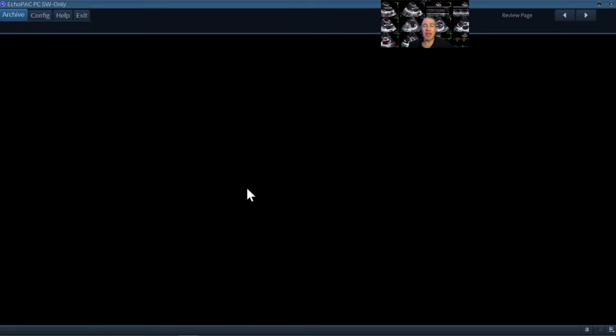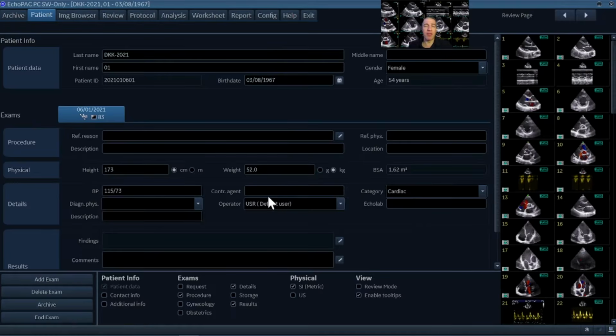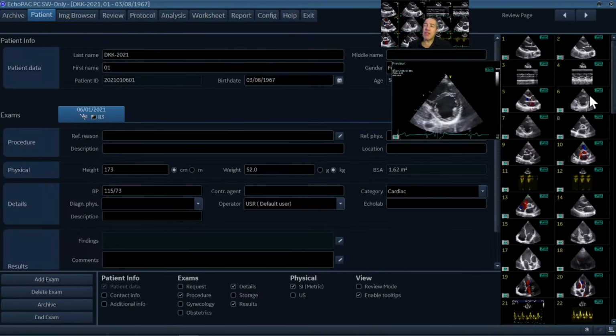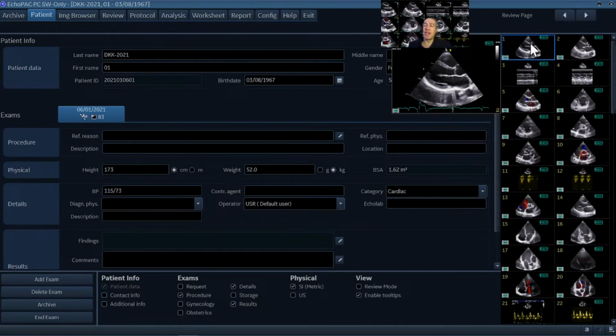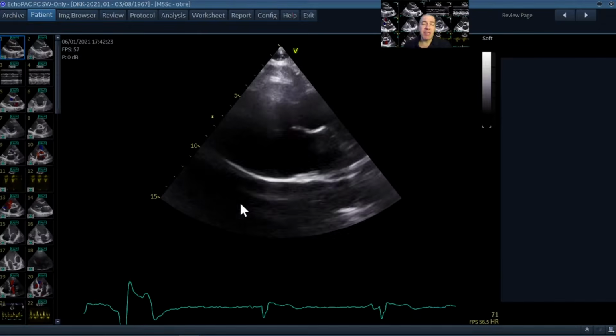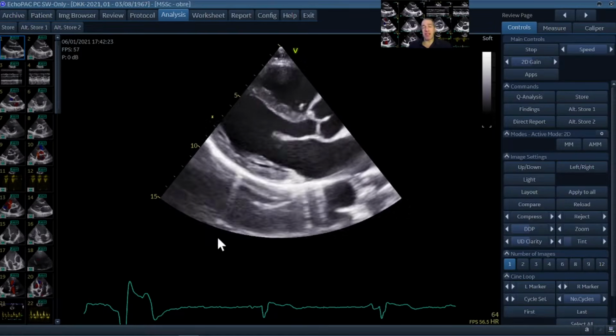When I open it, you see first some demographics of our demo patient. I have entered height and weight of the patient, and we have also measured blood pressure. On the right side, you see the single recorded views, and I will start with the first clip here, which is the parasternal long axis view.